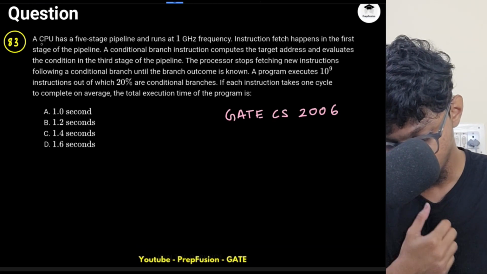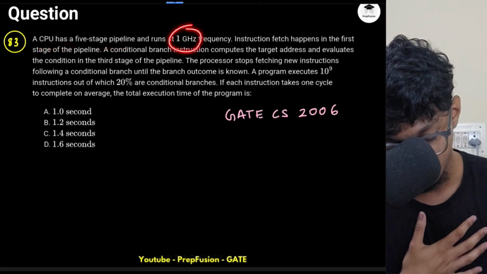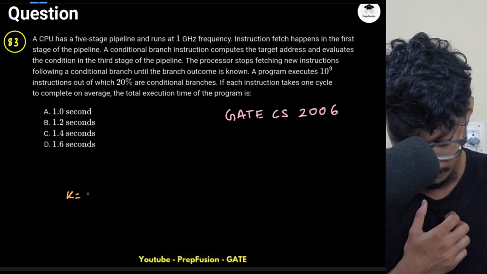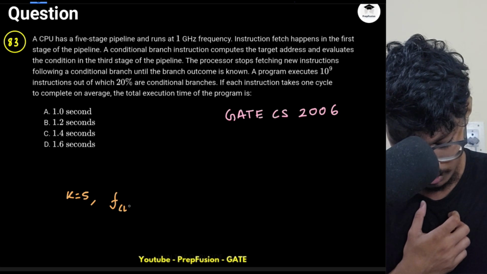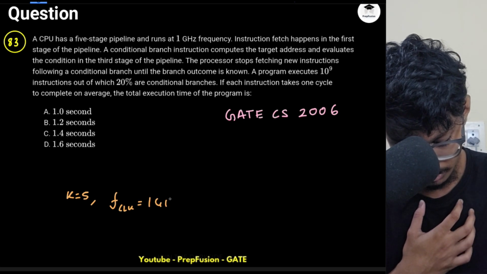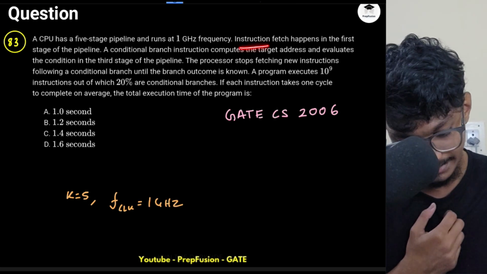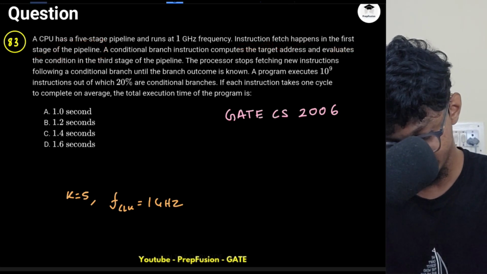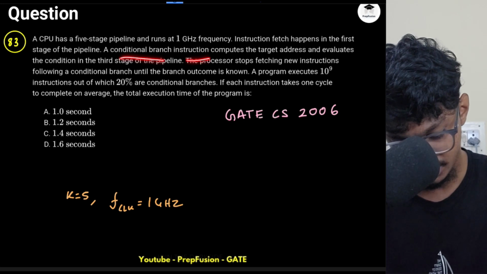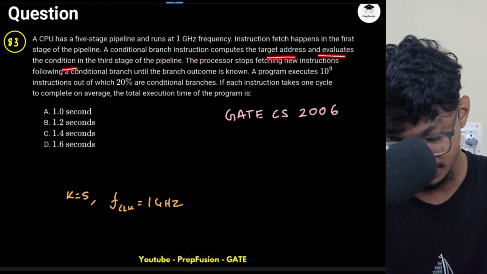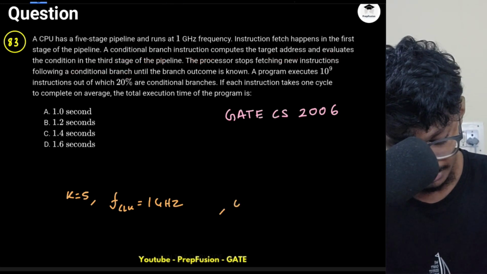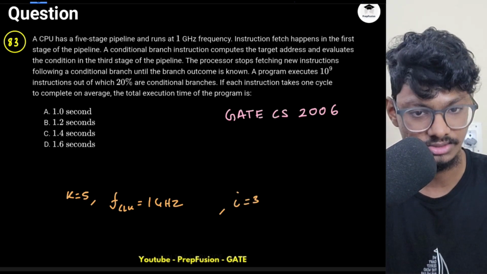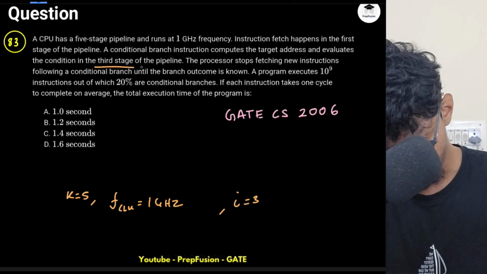In the next question, a CPU has a 5-stage pipeline and runs at 1 GHz frequency. So the CPU has k equals 5 and the clock frequency is 1 GHz. Instruction fetch happens in the first stage of the pipeline. A conditional branch instruction computes the target instruction and evaluates the condition in the third stage. So here my I equals 3, right? At the third stage, I am evaluating the condition of the branch. This is a very important thing.